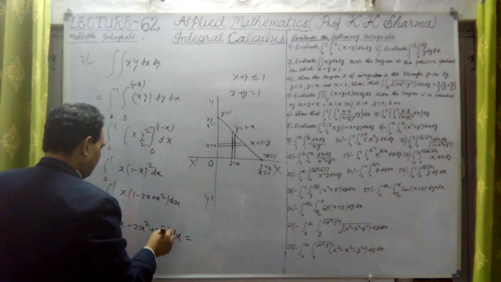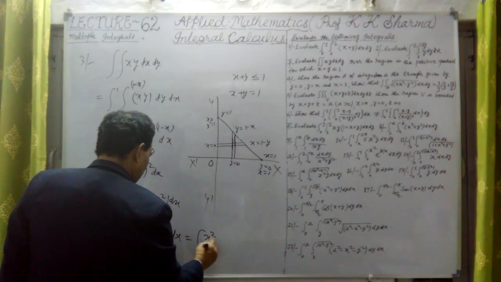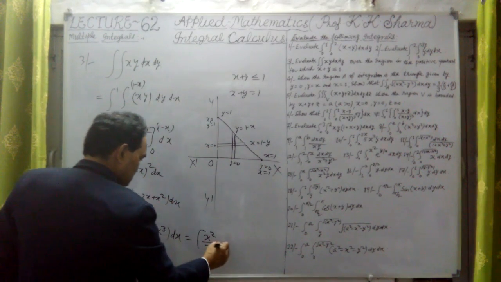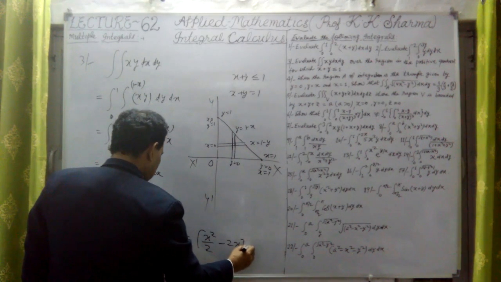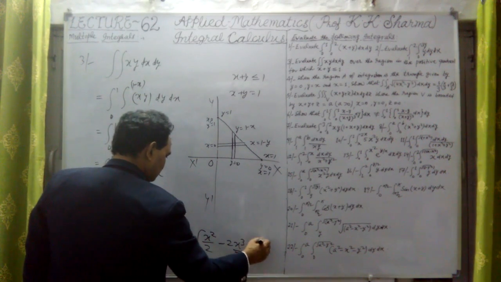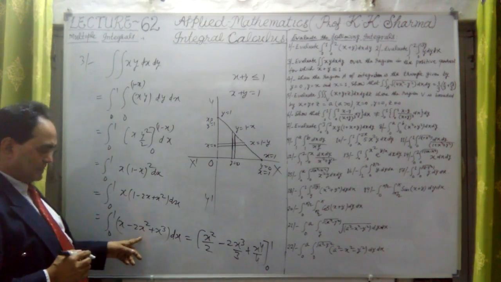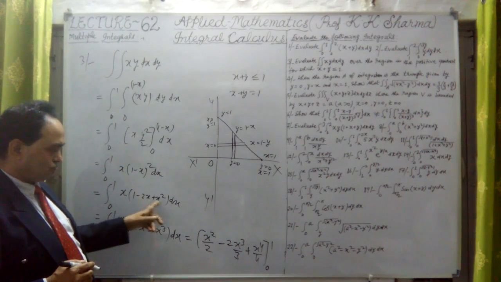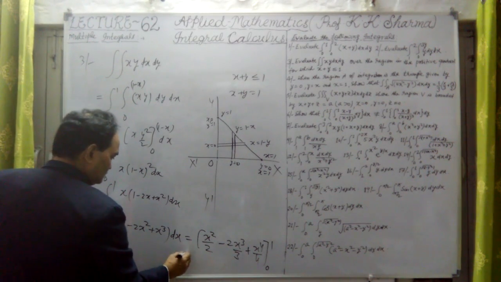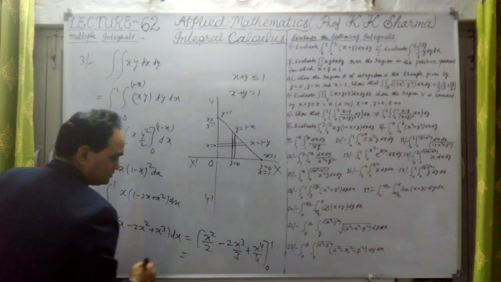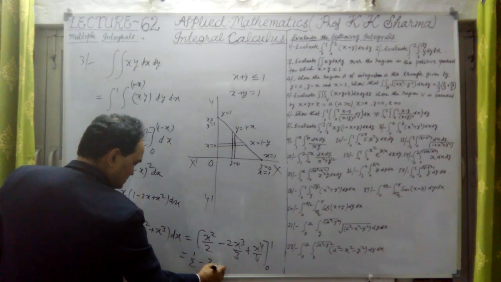What is the answer here of the first integration? Putting the limits, the integration will be x square upon 2 first, minus 2x cubed upon 3, and the third one is x to the 4 upon 4. Now limits 0 to 1. This is x into the whole square of this. Now let me apply the limits here. At 0, everything will be 0. At 1, the answer will be 1 by 2 minus 2 upon 3 plus 1 upon 4.